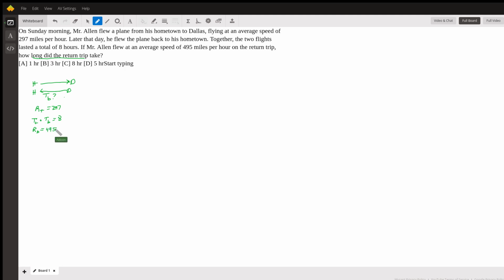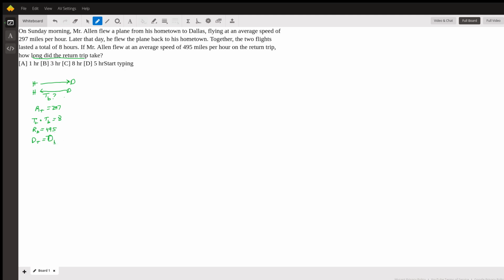Now there's one last piece of information that's a little less obvious, and that is that the distances are equal because he's making the same flight. So the distance to Dallas equals the distance back from Dallas. Now that we have all this information, what do we do with it?